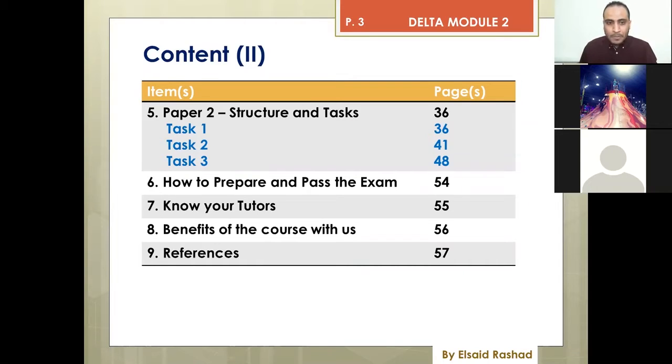Then we will give you a piece of advice on how to pass the exam the first time, the first try, and you will get to know the tutors, myself and Ilham. She's with us now, and she's going to talk to you when we come to this slide. Also, we're going to show you the benefits of taking the course with us, and we have some references, of course.